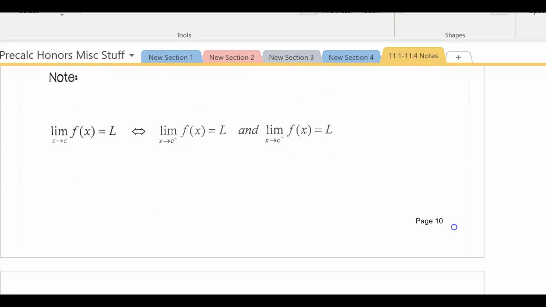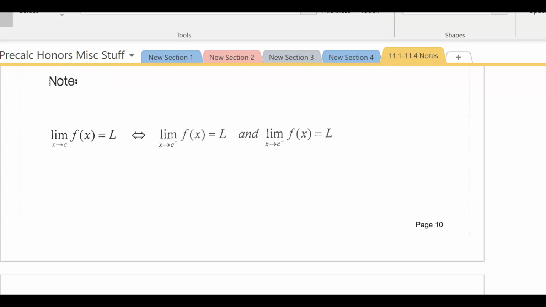So a note here: now we have three different types of limits. We have the limit as x approaches c, which is going to equal some value L. Then we have the limit as x approaches c from the right and x approaches c from the left. In order for us to have a limit as x approaches c, there has to be a limit from the right and from the left. This is a very important concept.